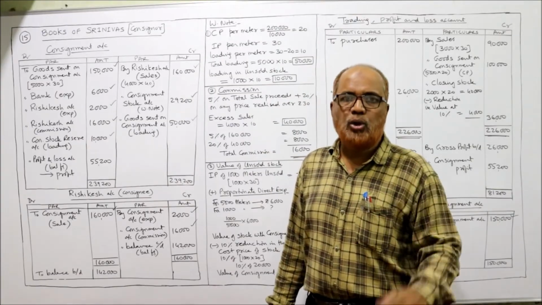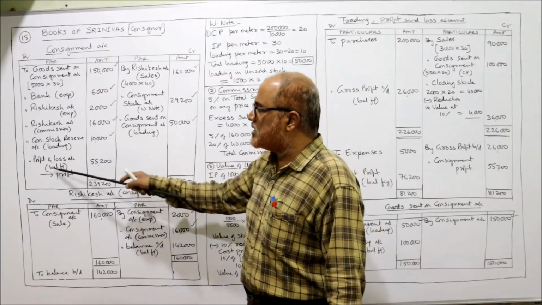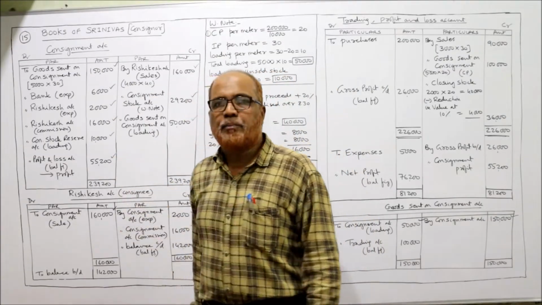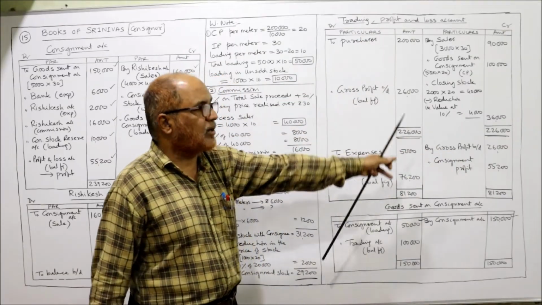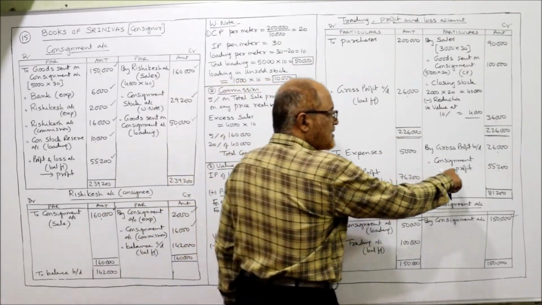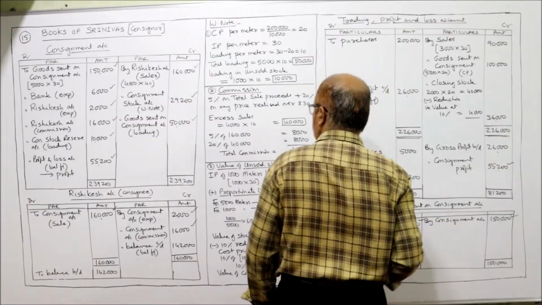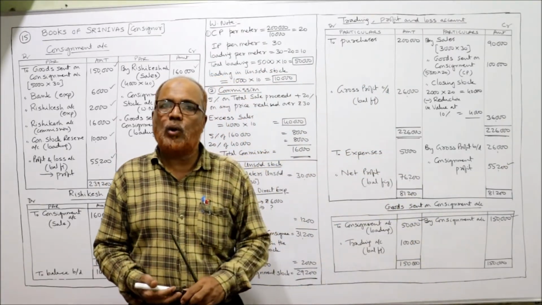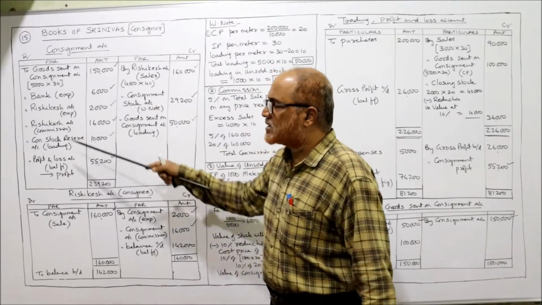Entry will be consignment account debit to profit and loss account. So consignment account is debited. Profit and loss account should be credited. So credit side by consignment profit 55,200. Here consignment debited, profit and loss account credited. Over. This account is completed.